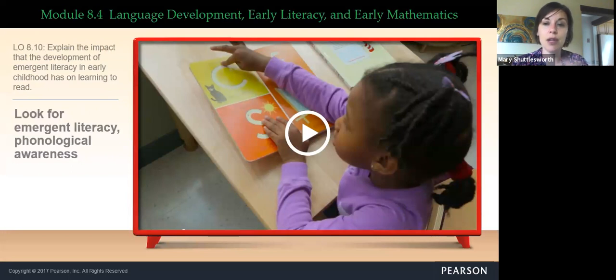All right, so the next thing that we're looking for here is what's called emergent literacy and phonological awareness. In this video, and I will post the link for this video here, I want you to look for anything that you can see that would indicate that this little girl in the video is gaining an understanding of sounds, okay? That could be connected to letters, so that's your phonological awareness piece. And if she's gaining an understanding of what we would call pre-reading skills, so skills that need to be in place before she will actually be able to read, we refer to those as emergent literacy.